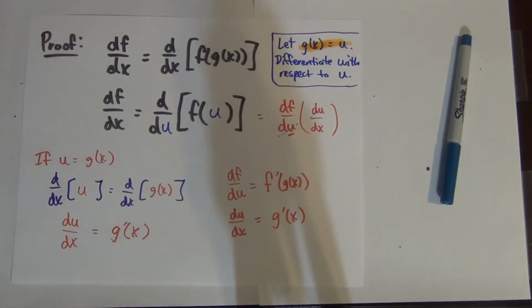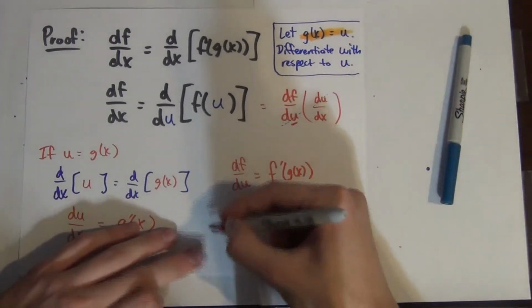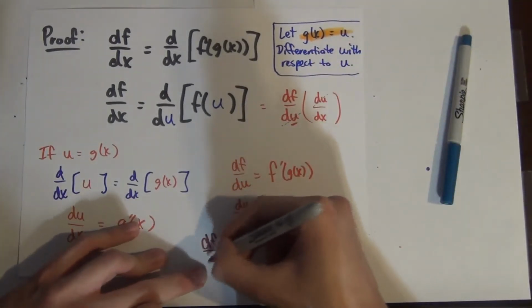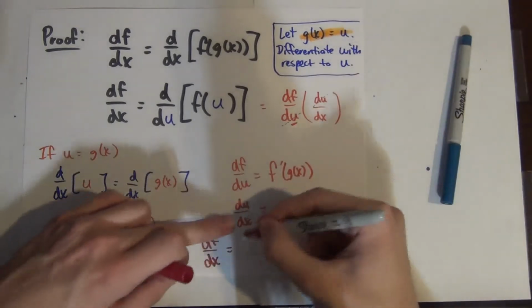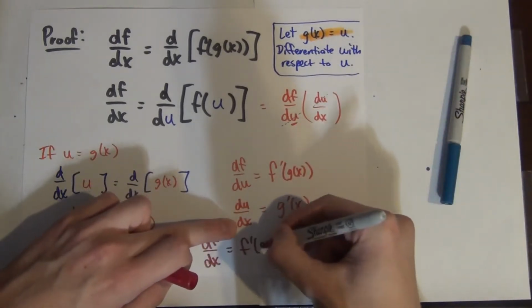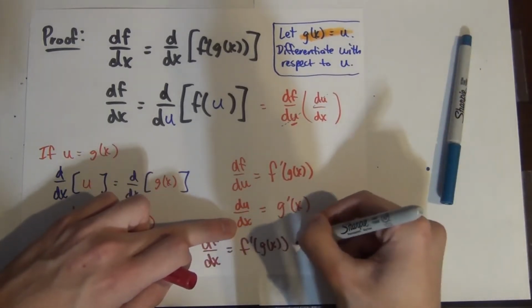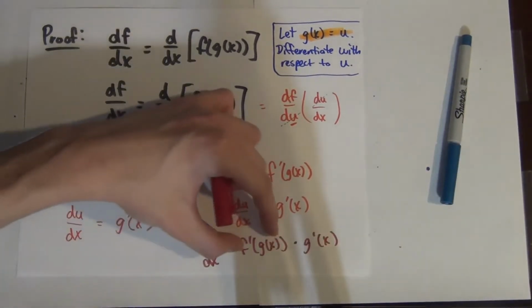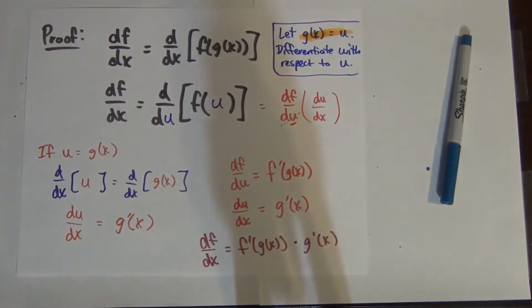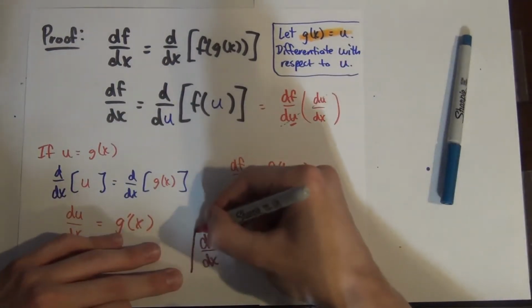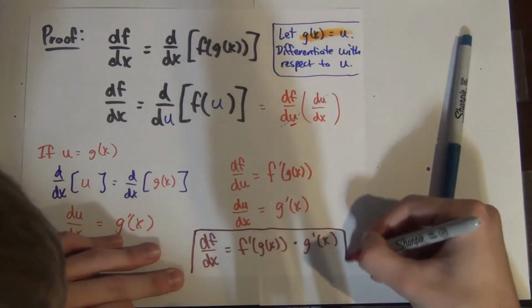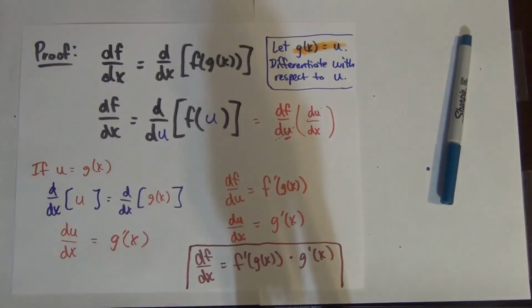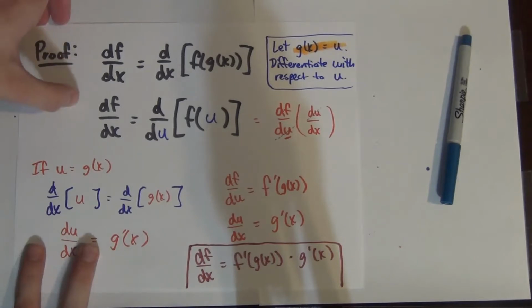So I'm going to write it one more time in red, just to emphasize it, that df dx is f prime of whatever g of x is equal to times g prime of x, where this is my outside function and this is my inside function. I'm even going to box it. So I'm going to work a few examples just to make sure we're on the same page with the chain rule. Okay.